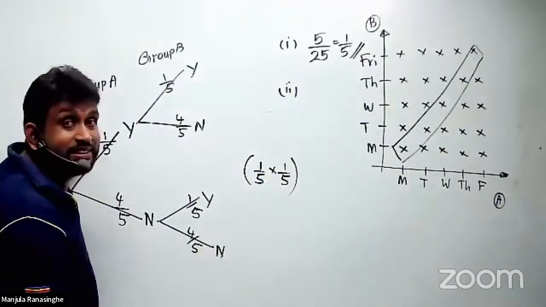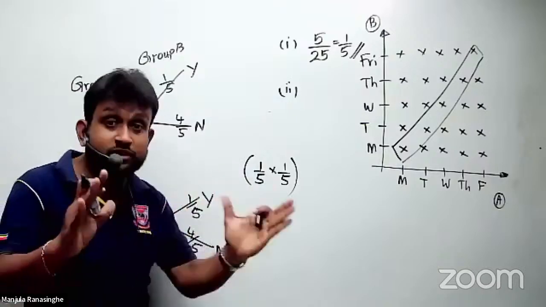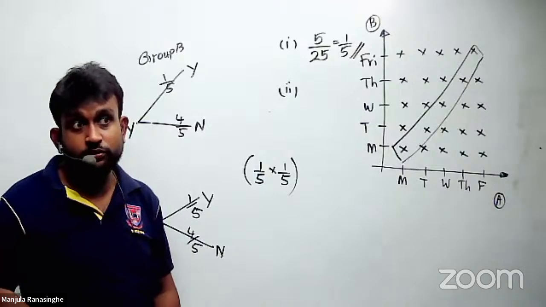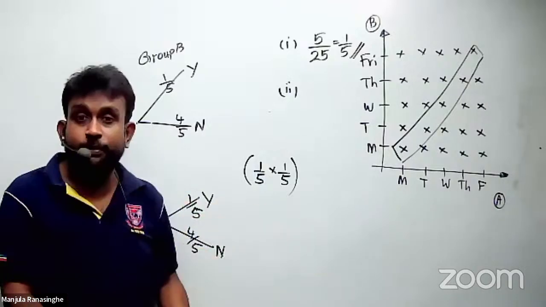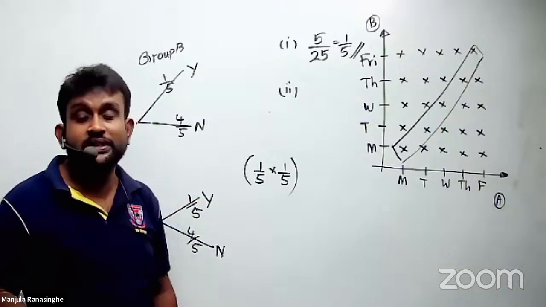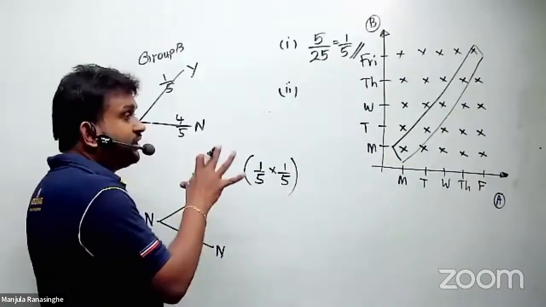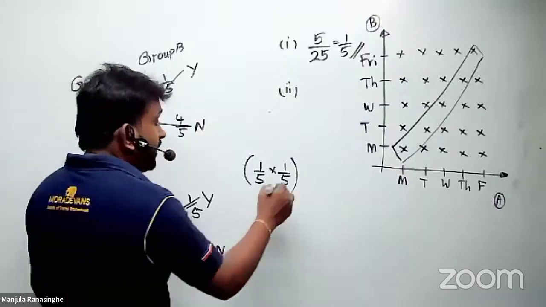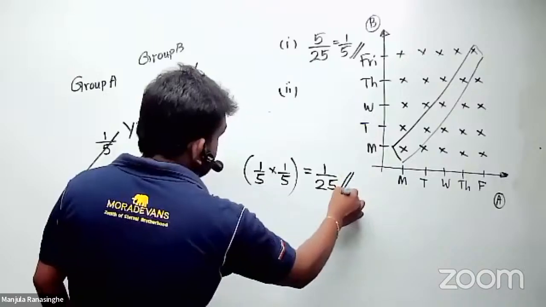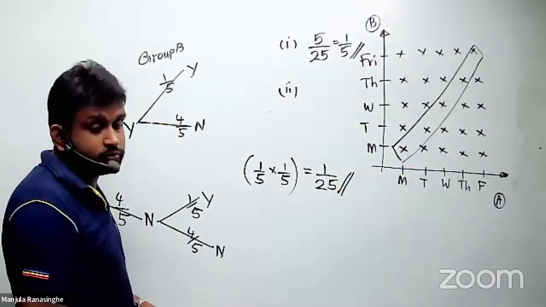How do you multiply these probabilities? That is based on the independence of the events, right? Having both incidents happen means P(A intersection B) equals P(A) into P(B). That's how you multiply. All the tree diagrams are based on this independence. So 1 upon 5 into 1 upon 5, 1 upon 25. So that is the probability of this one.